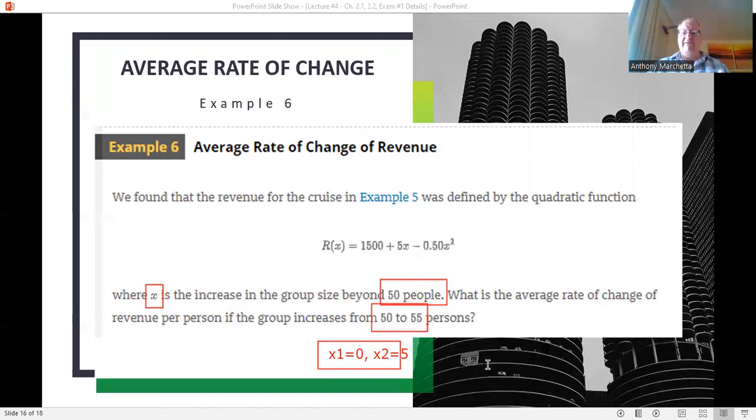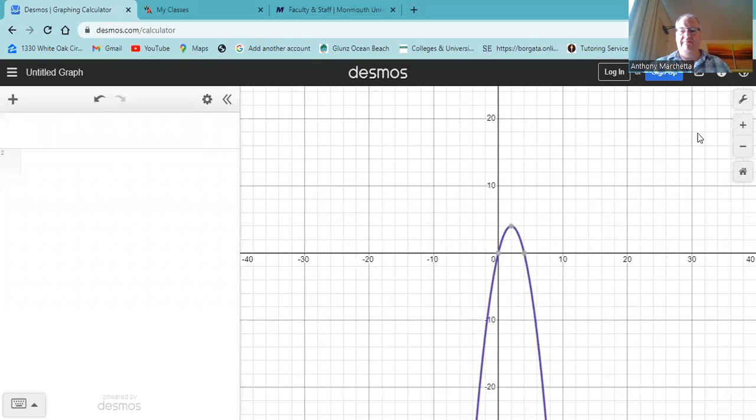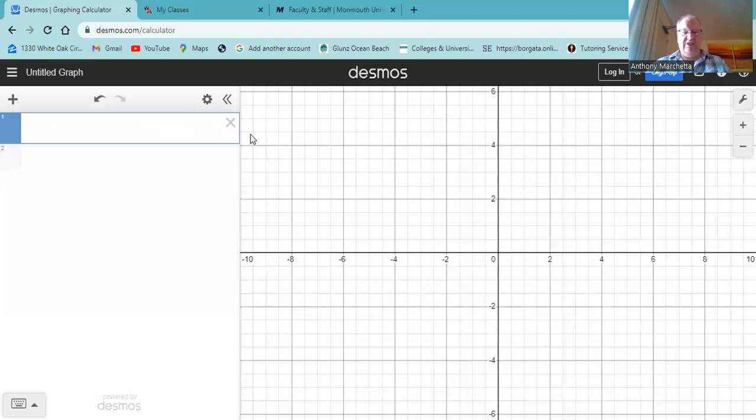Now what I have to do is use those 2 values, 0 and 5, and put them into this function to find out what R of 0 is and what R of 5 is. Easiest way to do that, guess what it is? Let's go to Desmos. First I'll put that function in there. You could do this in a lot of different ways, but this is the most direct and easy way, I recommend. Let's put the function in just the way it is: y equals 1500 plus 5x minus 0.50x squared.